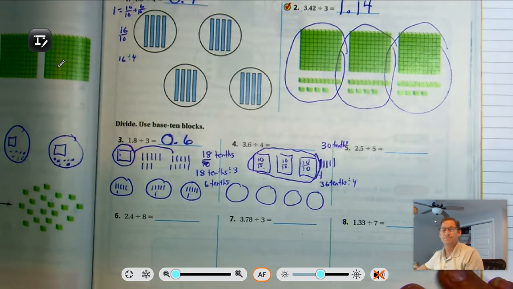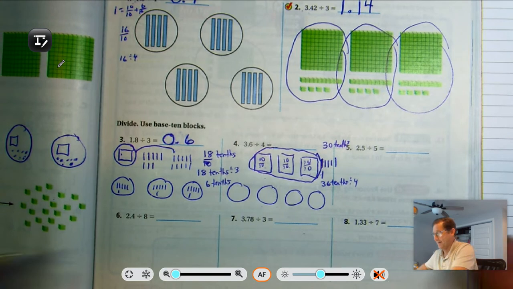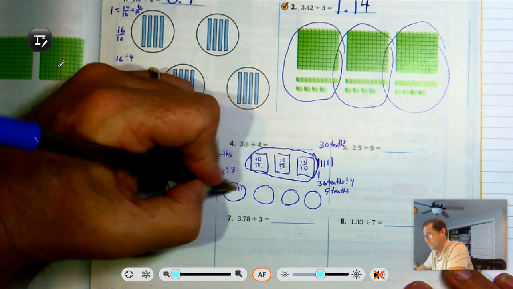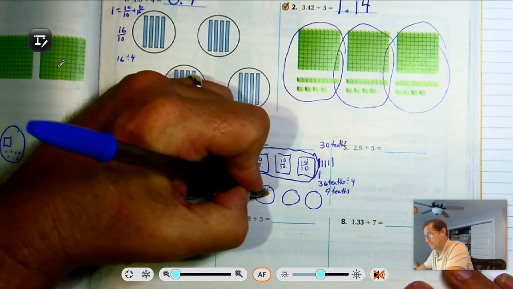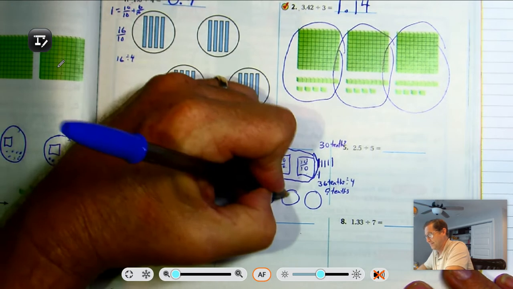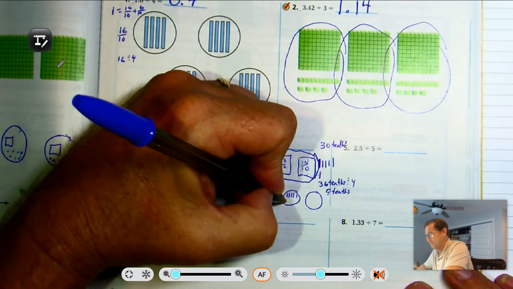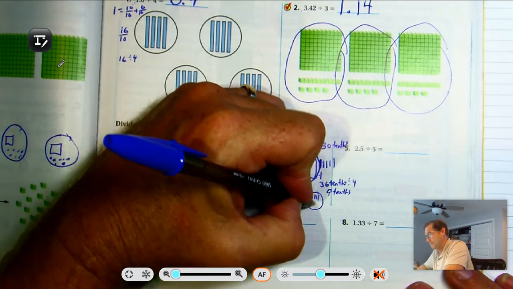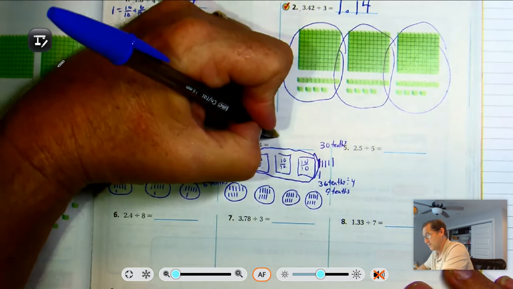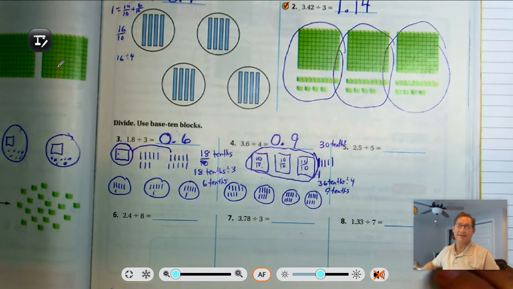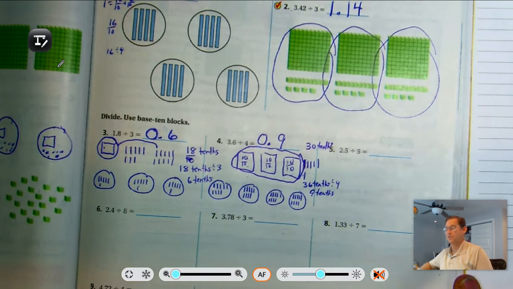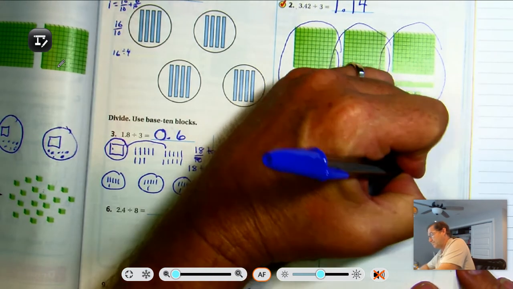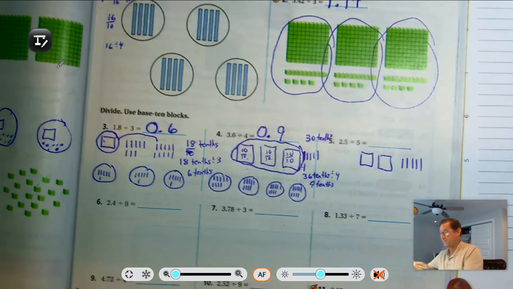divided by 4. That's 9/10. 9, 18, 27, 36. So our answer is 9/10. Next, 2 5/10 shared in 5 groups.